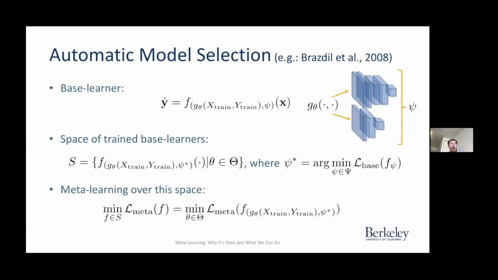So next we have automatic model selection. This is a bit less common in the literature. There have been some papers that explore this idea, which is basically the following. You can think of this sort of simplified picture where we have, is there a question?